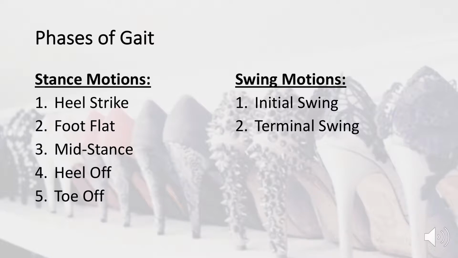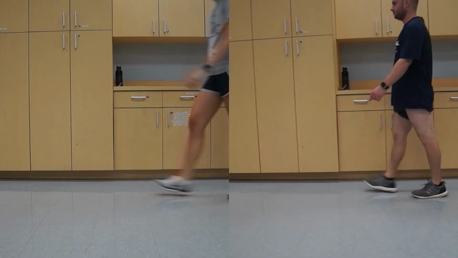To start, there are two primary phases of gait, the stance phase and the swing phase. There are 5 motions that make up the stance portion of gait: heel strike, foot flat, mid stance, heel off, and toe off. And there are 2 motions that make up the swing portion of gait: initial swing and terminal swing. First, we analyzed gait with sneakers, then looked at the differences occurring at each motion during gait while wearing heels. Let's start by looking at what is happening at each motion during gait in sneakers.